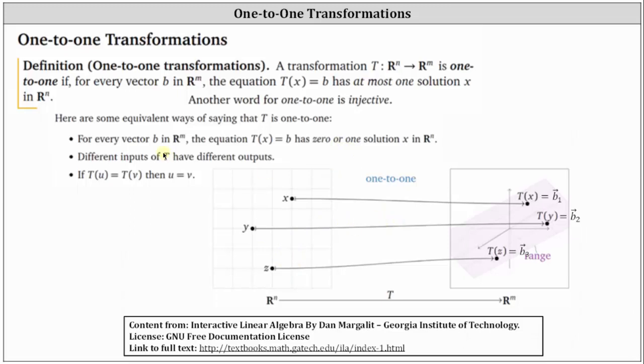Now I do want to mention something here about where you can have 0 or 1 solution in R^m for every output vector b in R^m. There could be, for example, some other vector, let's say vector b sub 4 in R^m, where there is no corresponding input vector for vector b sub 4, and this would still be a one-to-one transformation, again because it does satisfy the definitions above.